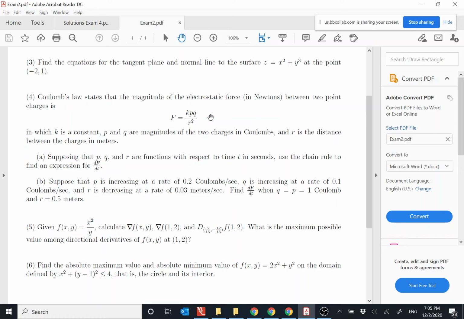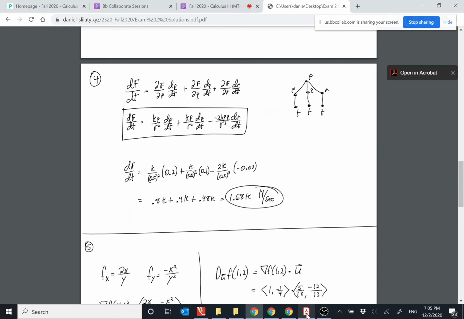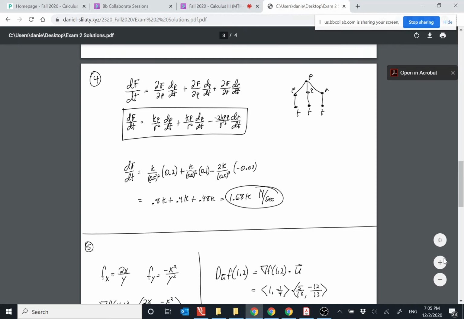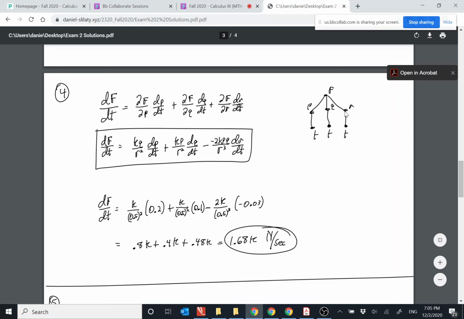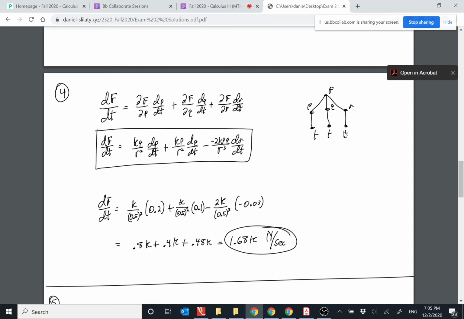So the first thing to notice in a problem like that, and I thought people really did quite well on that question, I was happily surprised, is that F, P, and Q are all functions with respect to time. You've got this force F, which is a function of P, Q, and R. That K is a constant. I don't know what that constant is, I don't care, it's just some constant. So F is a function of P, Q, and R, and P, Q, and R are all functions with respect to time. This is a standard setup for the chain rule in multivariable calculus.